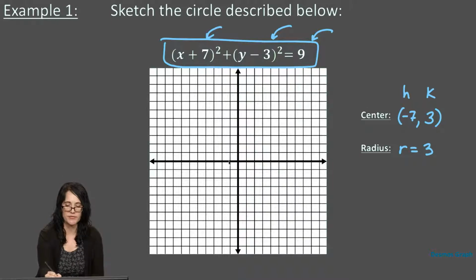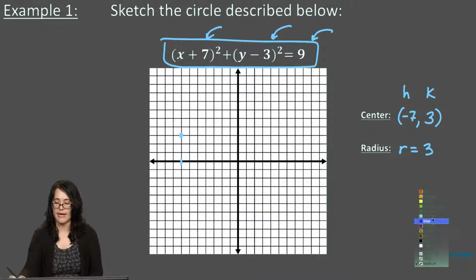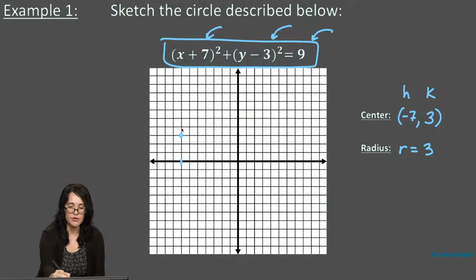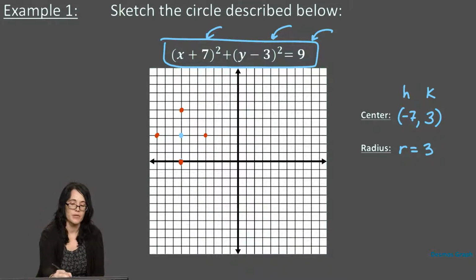You would go 7 to the left, 1, 2, 3, 4, 5, 6, 7. There's 7 to the left and up 3, 1, 2, 3. So this would be the point from which all other points have to be 3 units away. 4 easy points that we could get would be 3 units above it, so 1, 2, and 3. 3 units to the right, 1, 2, 3, and 3 units below, 1, 2, 3, 3 units left, 1, 2, 3. Once you have 4 easy points on your circle, you can easily, hopefully, connect those in a circular manner. It doesn't have to be perfect for a sketch.